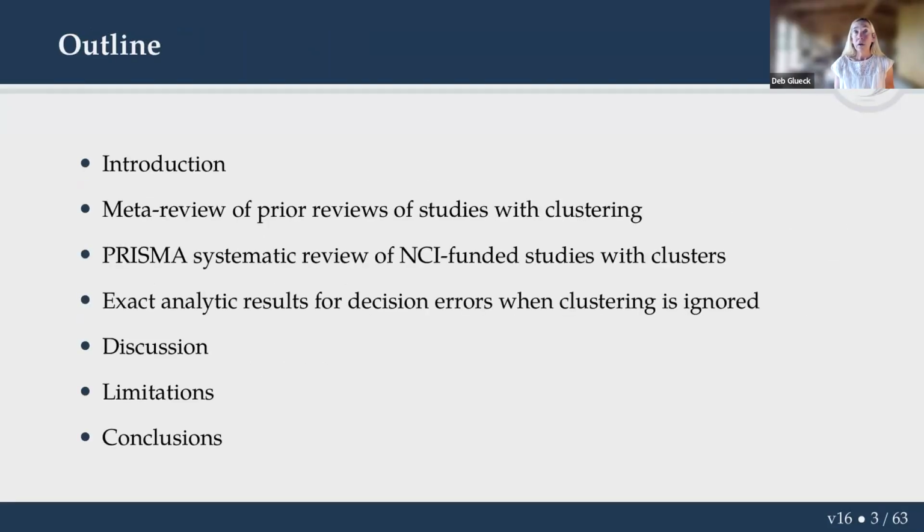This is the outline for the talk. We'll go through each section one by one, and you'll see the section headers highlighted before I begin the next section.